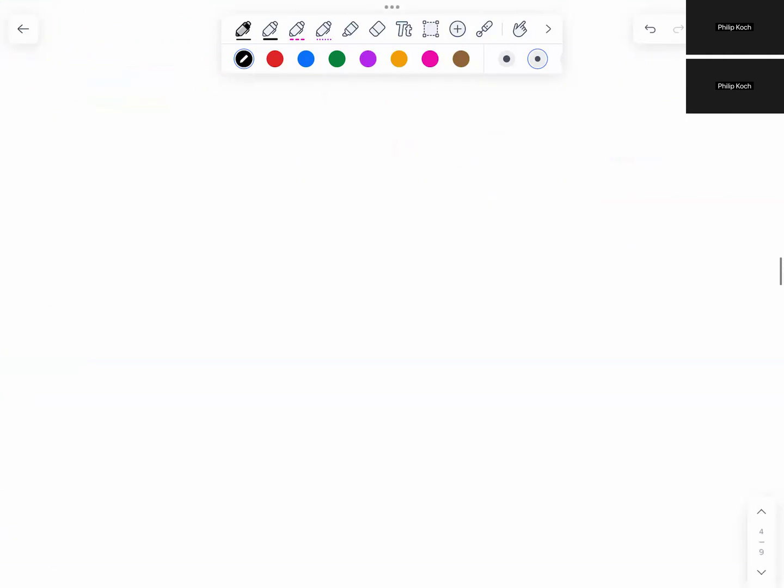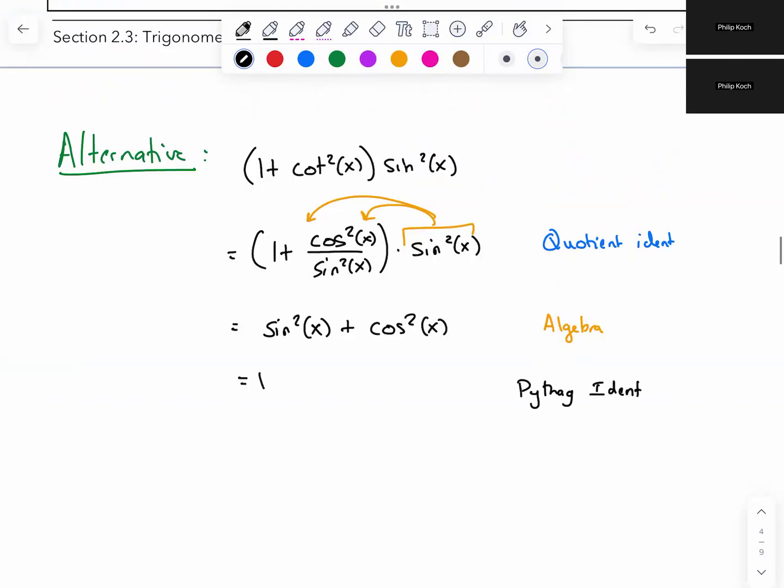Yeah, tangent and cotangent being sine over cosine and cosine over sine, that is what we call a quotient identity. I don't need you to write that on the exam. You can just write it as cosine over sine, and we'll call it good, or sine over cosine. What did you do with the sine? Did you distribute it? Yes, and that's algebra. It's just simplification.